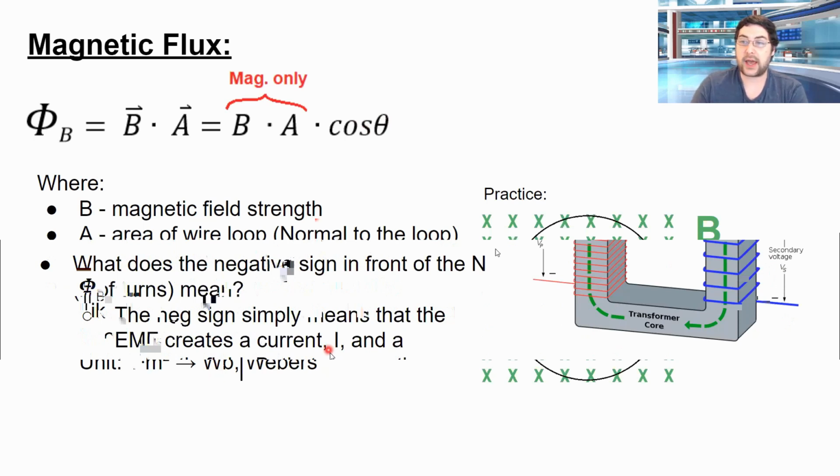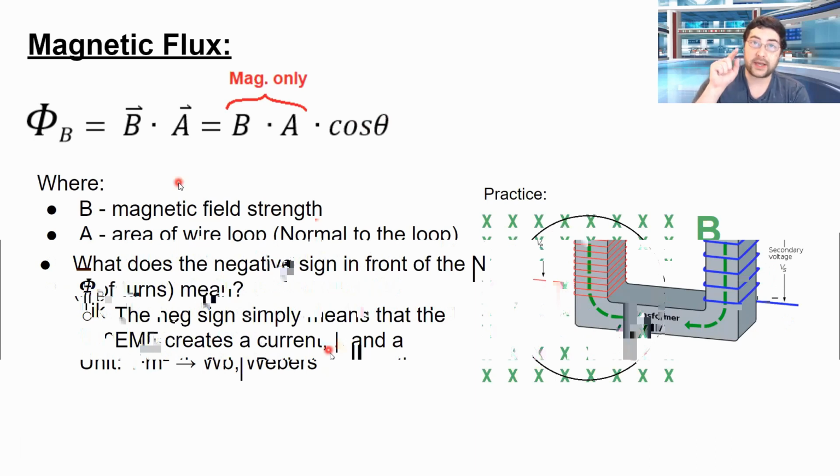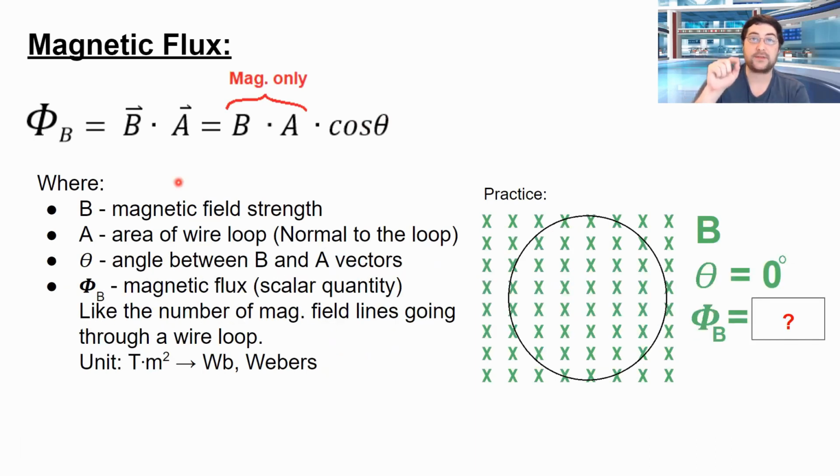So let's take a look at this practice question over here and see if we can answer it. So we have this iron ring here, and we have a magnetic field that's being indicated with these X's. Remember, X's are like you're looking at the back of an arrow as it's flying away from you, the feathers on the back of the arrow. That means that the magnetic field lines are going into the page, all right? They're going into the screen right now. And our job is to figure out what the value of the magnetic flux would be, phi B.